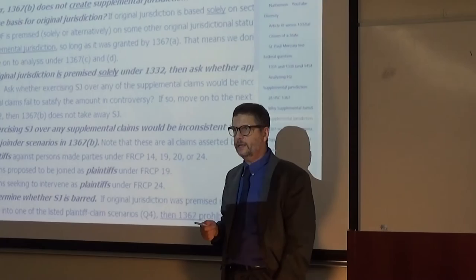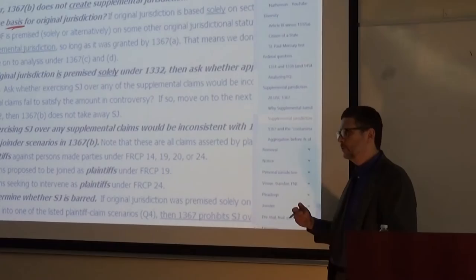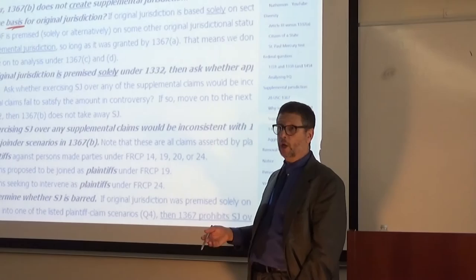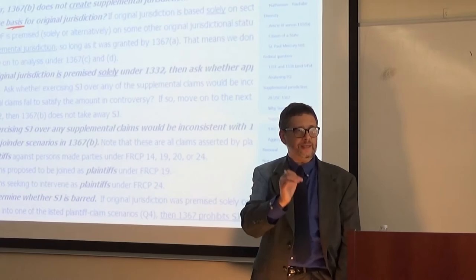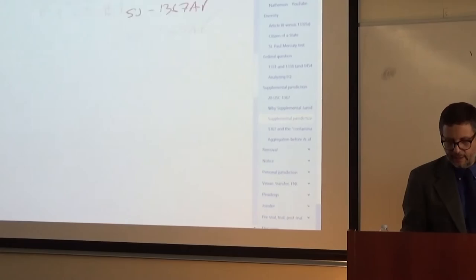The second question you have to ask is, what's the basis for supplemental jurisdiction? All right? If the basis for supplemental jurisdiction is not diversity, or not solely diversity, then B is not considered at all. You only have to really analyze subsection B when the only basis for original jurisdiction is diversity. So let's go back to our original example here, right?